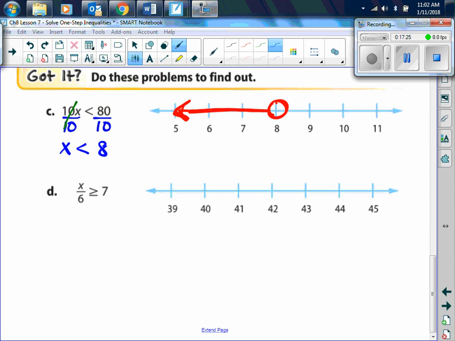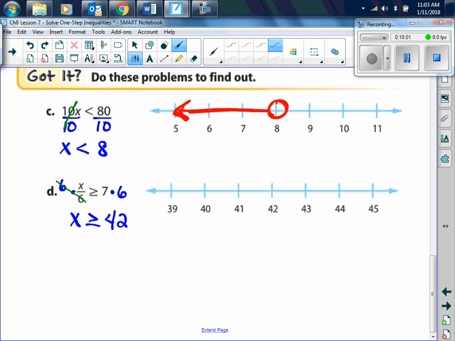So for problem D, we have x divided by 6 is greater than or equal to 7. To get that x by itself, because it's division, we're going to multiply. Very good. So we're going to multiply both sides by 6. Remember how we show our work. Here, the 6's cancel to 1. So we have 1 times x is x is greater than or equal to, and 7 times 6 is 42.